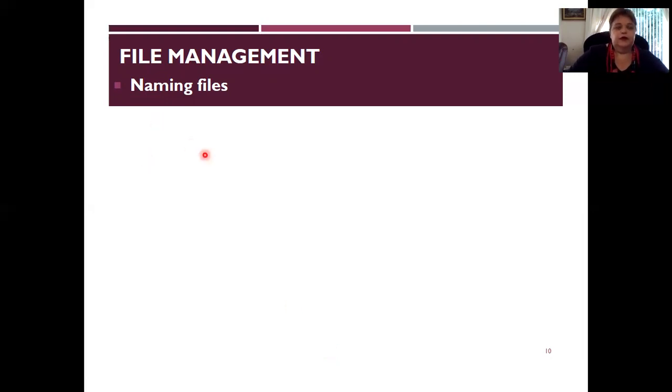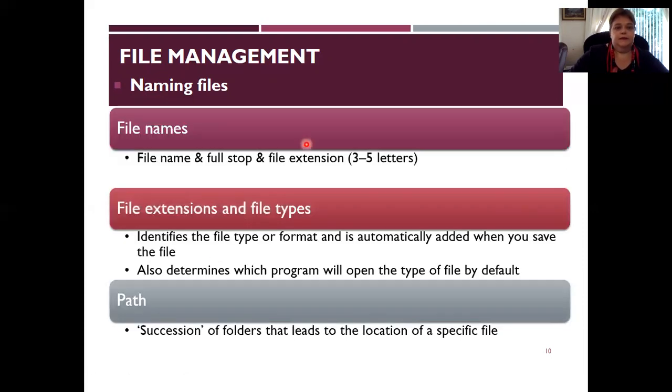So the first part we're going to look at is naming files. Okay, so the file names, you can decide what the file name is. Just be aware that it must make sense. Try not to get into the habit of just saving your document as document 1, document 3, document 10. Then the file extension could be .doc, .docx, .exe if it's an application.